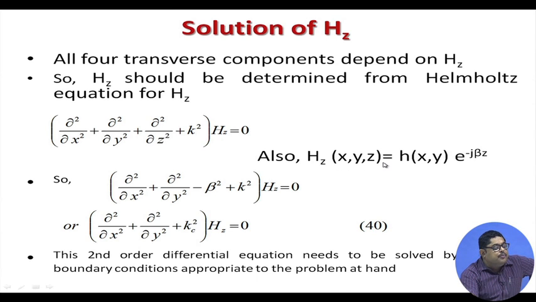Now, also we know that Hz can be written as this transverse component, this is a magnetic field transverse component, into we know the Z variation, wave is propagating in Z direction. So, e to the power minus j beta z. So, putting that, this becomes this, you see Kc square this. So, this is a second order differential equation, and by applying proper boundary condition that will be required, you can always solve for this Hz. Once you know Hz, you know all the four terms.